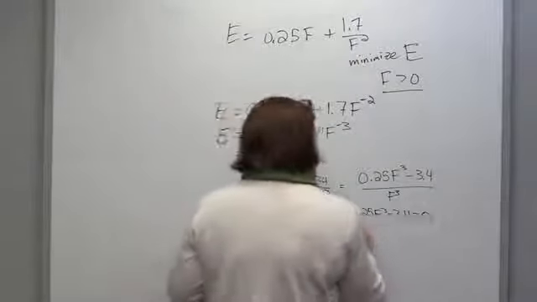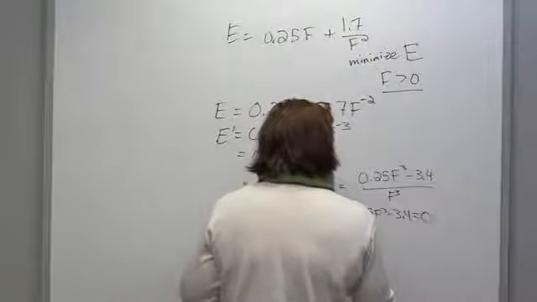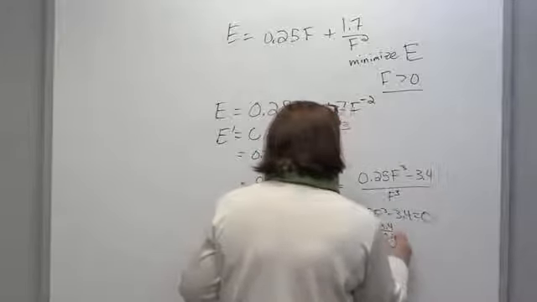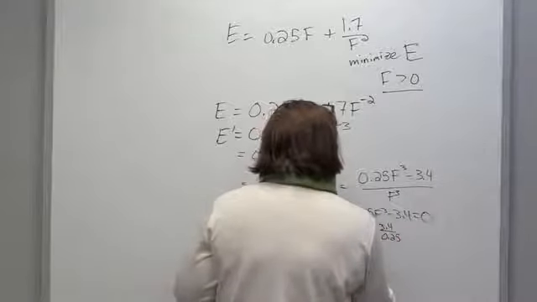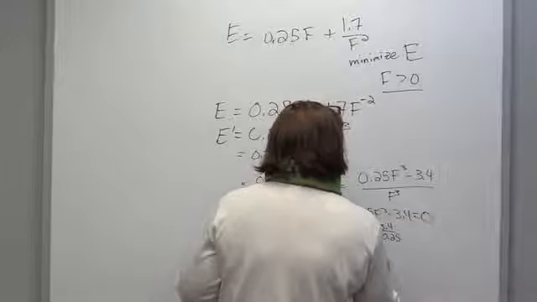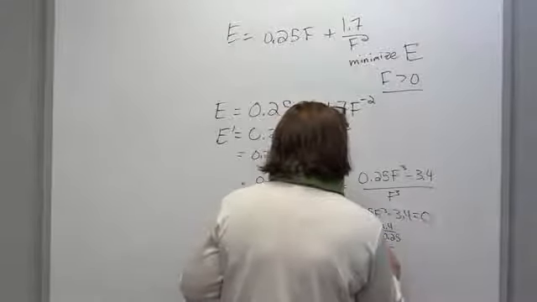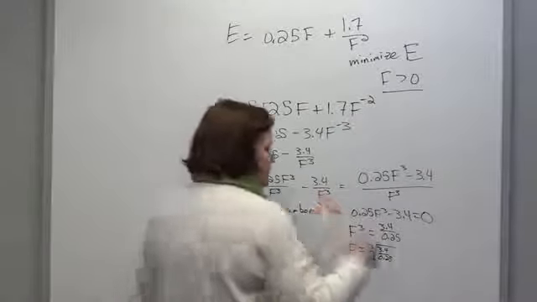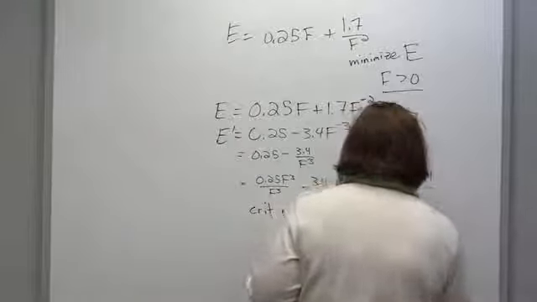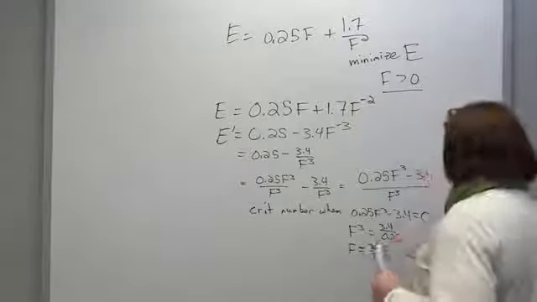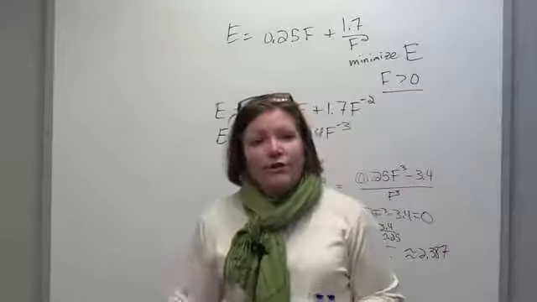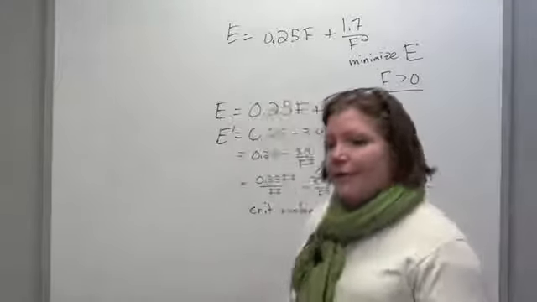So we do algebra and figure out we're looking at F cubed equal to 3.4 over 0.25. F would be the cube root of this number, and I'll just write it this way for now. I guess it's about 2.387. So remember, that would be a little over 2 hours. Now, that's a critical point.